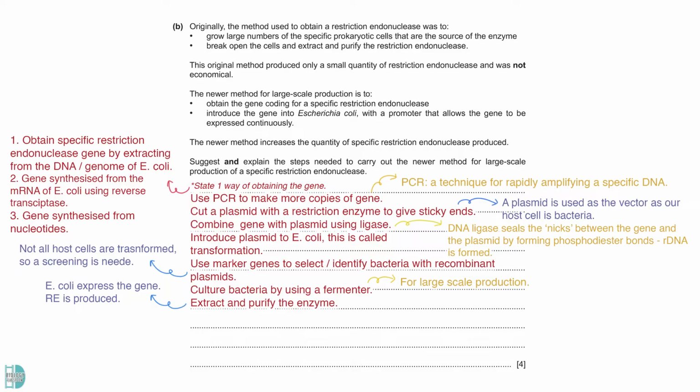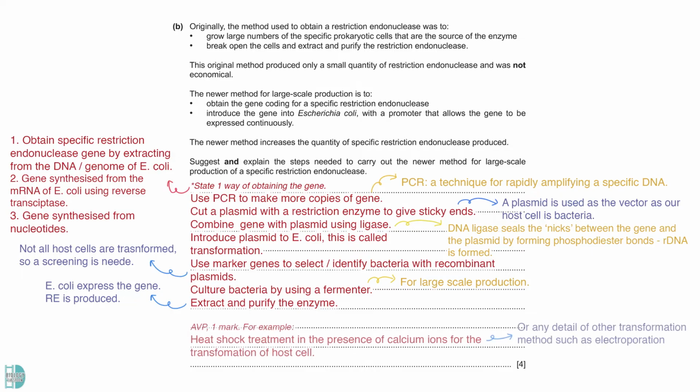There is a mark for AVP. For example, you can talk about a method of transformation such as heat shock treatment in the presence of calcium ions or electroporation.